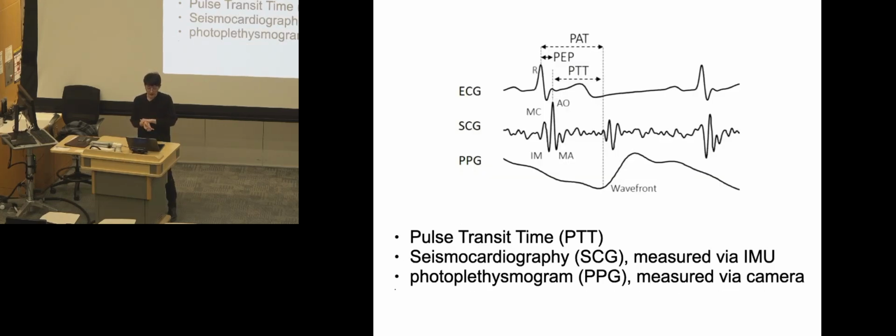The two signals we measured primarily to determine this PTT, pulse transit time, are first seismocardiography, which is measured on the IMU sensors on your phone. Basically, it looks at the shaking of your heart. It's also called BCG, or you can also just think of it as the ECG of that wave. That's what the IMU is measuring. And the second is through PPG sensors, which measure when the pulse reaches the tip of your finger.